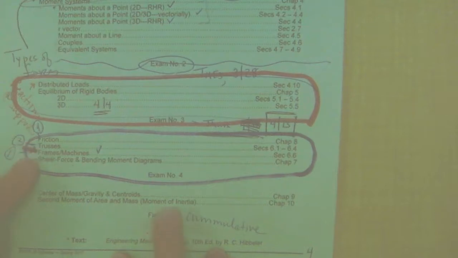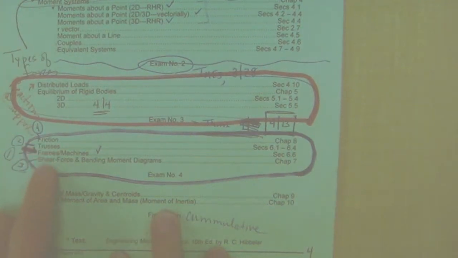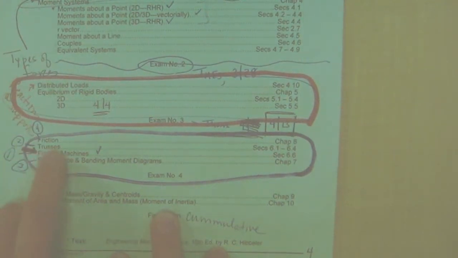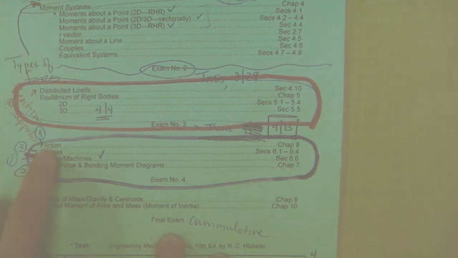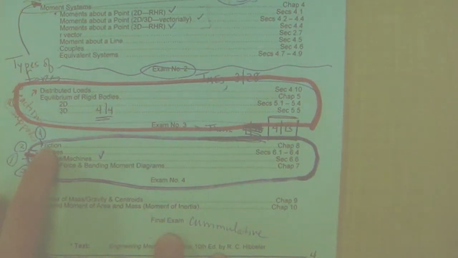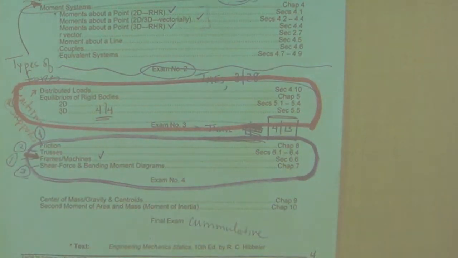Okay, the fourth section of the course is friction, trusses, frames, and shear and bending moment diagrams. Trusses we've done already. Frames we've done already. Shear and bending moment diagrams we've done already, and I see that the solutions are the homework you turned in up there. The third one is friction, and that's the one I was going to teach on Thursday, so I asked you to watch the videos. I don't know if you watched them yet, but I just want to point out some highlights.